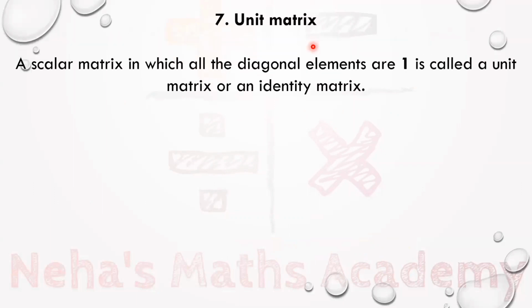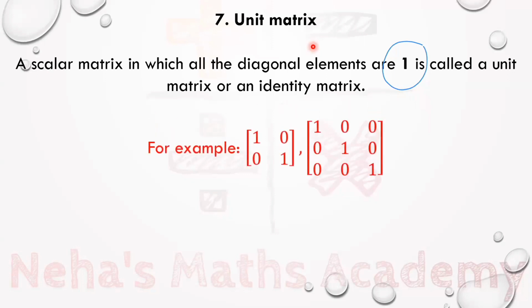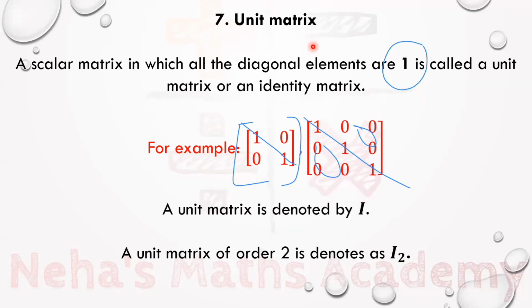Now unit matrix. A unit matrix is a special case of scalar matrix. It is a scalar matrix in which all the diagonal elements are 1. It's called a unit matrix or an identity matrix. For example, you can see here it is a square matrix, it is a scalar matrix also, and it is a unit matrix because all its diagonal elements are 1 and all non-diagonal elements are 0. So it is a unit matrix of order 2 and 3.